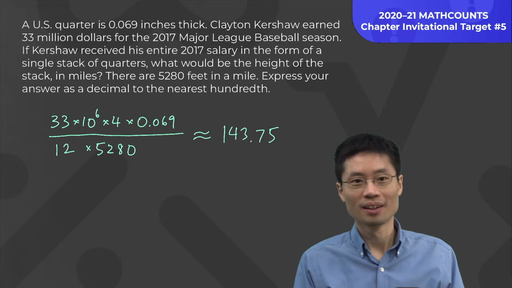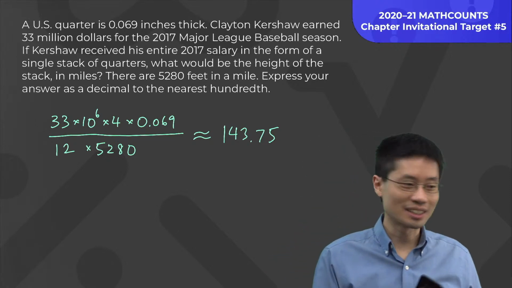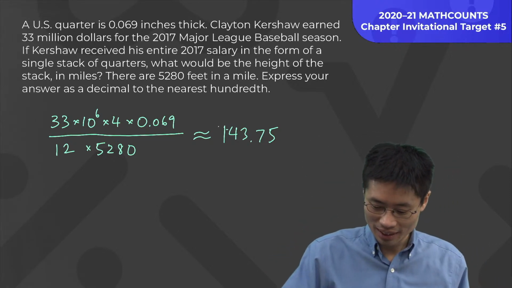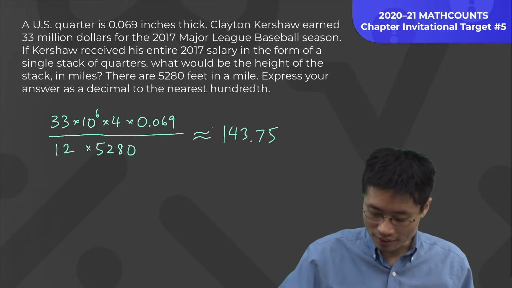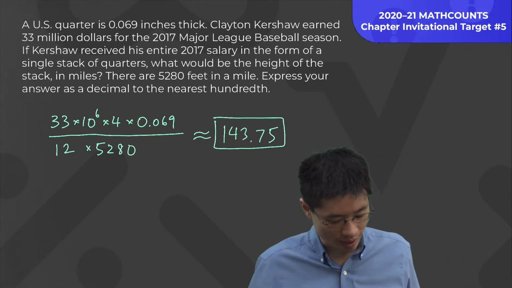143.75. Okay, so I think that's the answer. Hopefully I didn't make a mistake. I find it kind of nifty that my calculator somehow told me that this was 143.75 without any more digits.